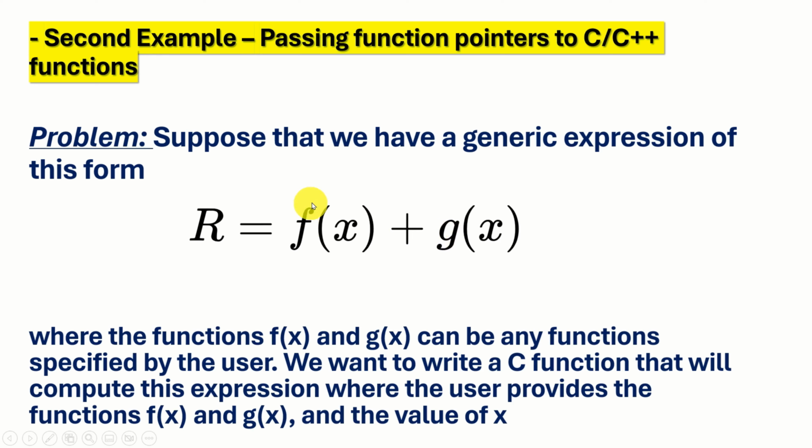We want to write a C function that will compute this expression where the user provides the functions f of x and g of x. That is, the user will provide and say the following. F of x is sine, g of x is cosine, and x value is pi over 2. Or f of x is a square root, g of x is, for example, ln, and x is 1, or something similar. And we need to learn how to write this code.